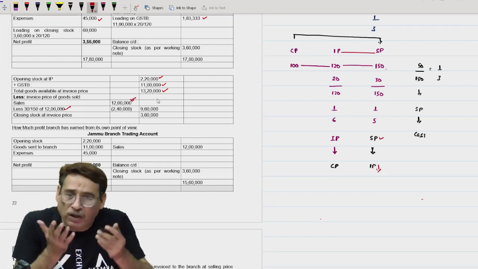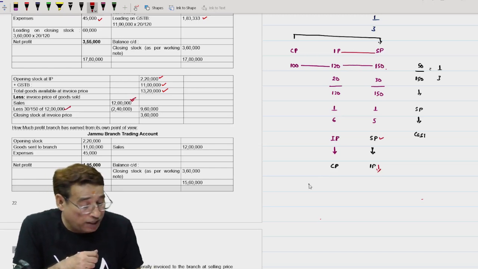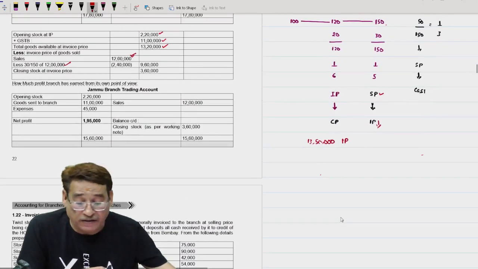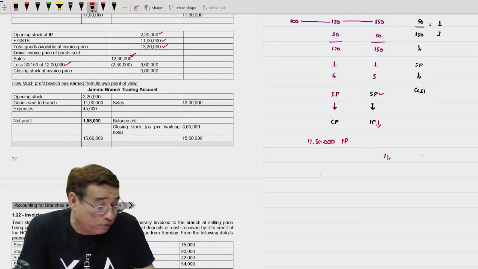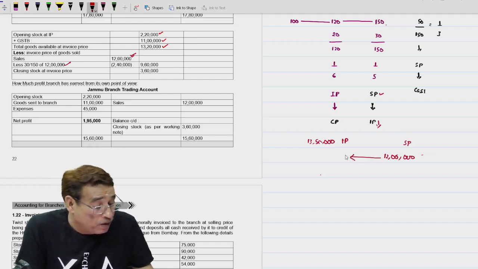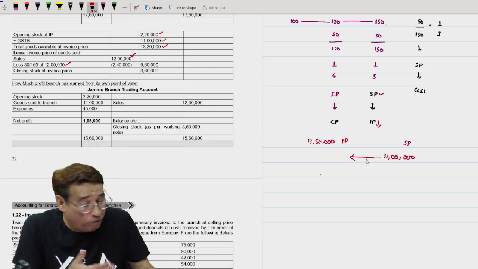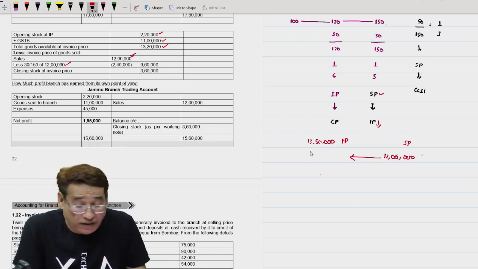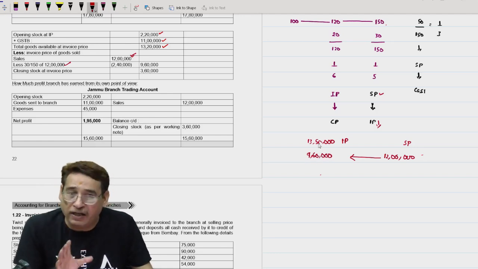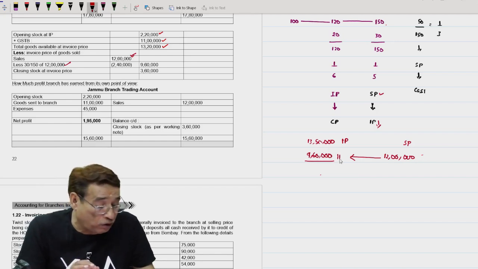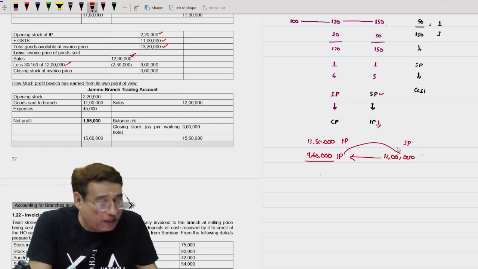So 9,60,000, what does this 9,60,000 mean? Just pay attention. I told you the branch was having 13,20,000 worth of goods at invoice price for sale. Out of that, it is given that the branch has done sales to the extent of 12 lakh, but this is at selling price. I want to know the invoice price of these goods, which I have been able to find out. The invoice price of these goods is 9,60,000. That means out of 13,20,000, 9,60,000 worth of invoice priced goods have been sold by the branch at 12 lakh.